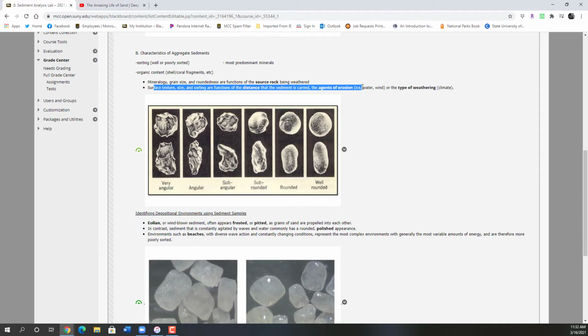the agents of erosion. It might tell you about the type of weathering that you're looking at, whether it's physical or chemical weathering. Both of them will result in rounding of particles.